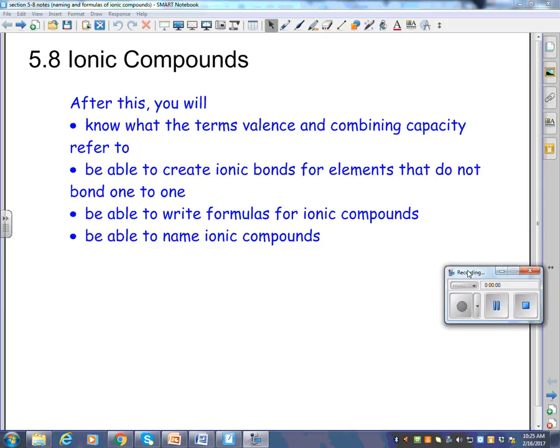So after this little thing here, you'll know what the terms valence and combining capacity refer to. Be able to create ionic monovalents that do not bond one-to-one. I sort of showed you a little bit of that yesterday. Be able to write formulas for ionic compounds. That's kind of an extension from yesterday. And be able to name ionic compounds.